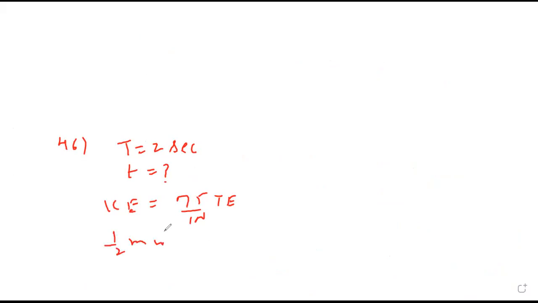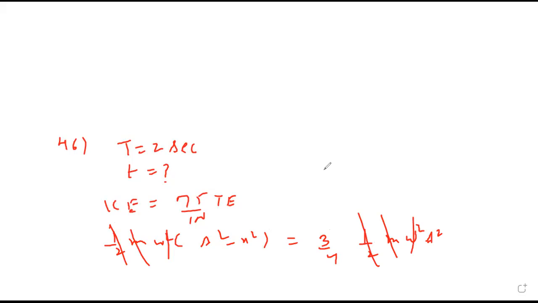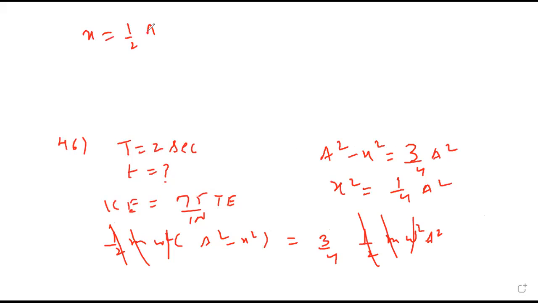Kinetic energy is half m omega square (a square minus x square). 75% will become 3 by 4 of half m omega square a square. Half m omega square cancels. So a square minus x square is 3/4 a square. Therefore x square will become 1/4 of a square. x is half of a. That is a sine omega t is half of a.